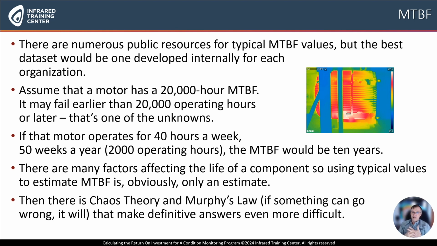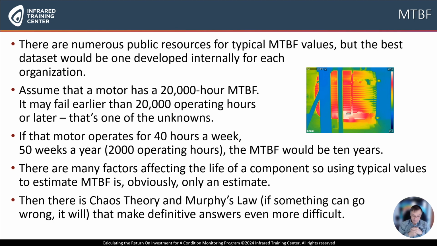But if that motor operates 40 hours a week for a production facility, 50 weeks a year, so it's got 2,000 operating hours, the mean time between failure would be 10 years, and that would be information very important to a planner to know that, hey, we just put this motor in place, and at some point in the future, we ought to start thinking about having a replacement.